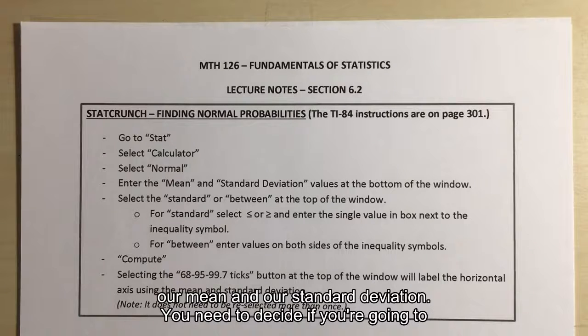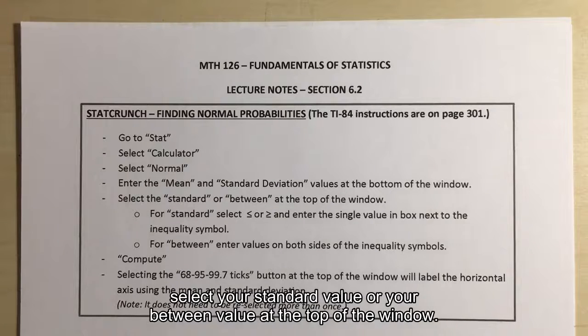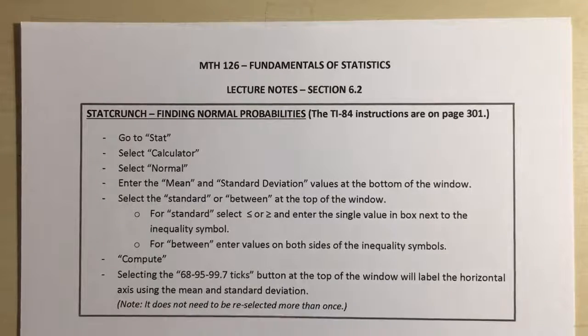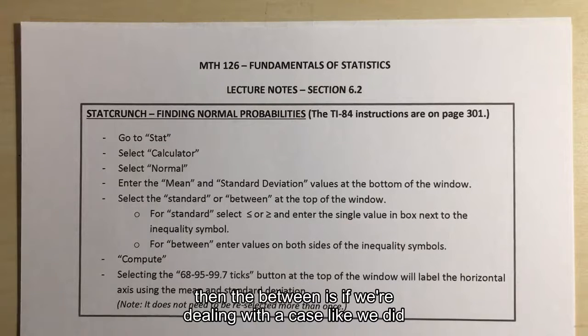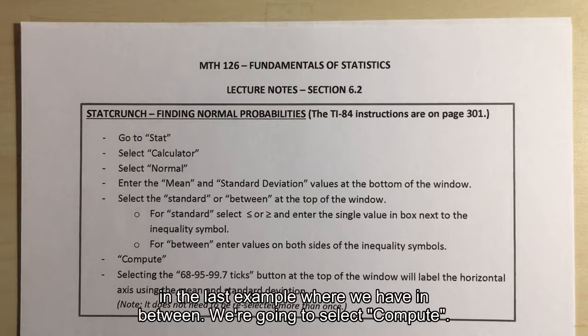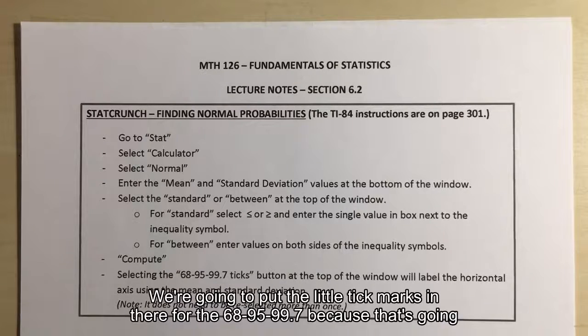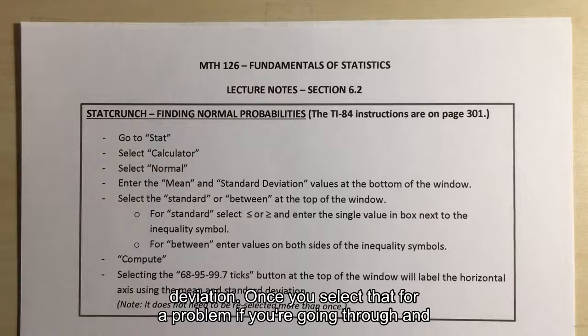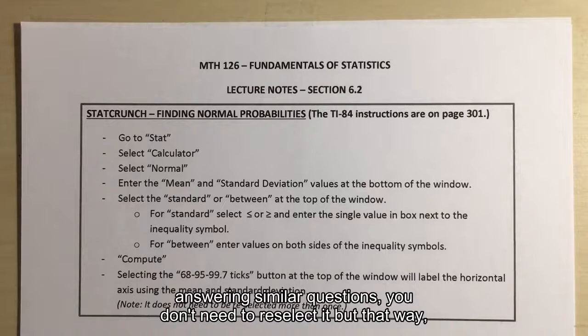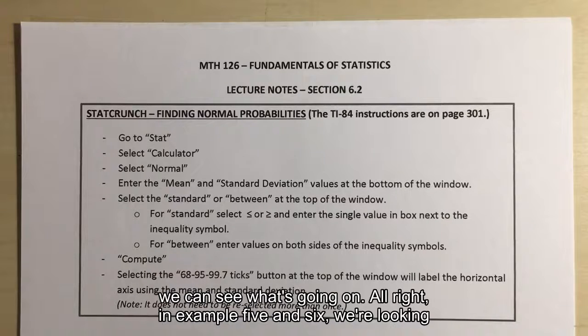And then you need to decide if you're going to select your standard value or your between value at the top of the window. Standard is if we're dealing with a less than or a greater than, and then the between is if we're dealing with a case like we did in the last example, where we have a between. And then we're going to select compute, and we're going to put the little tick marks in there for the 68, 95, 99.7, because that's going to label our horizontal axis using the mean and standard deviation. Once you select that for a problem, if you're going through and answering similar questions, you don't need to reselect it, but that way we can see what's going on.